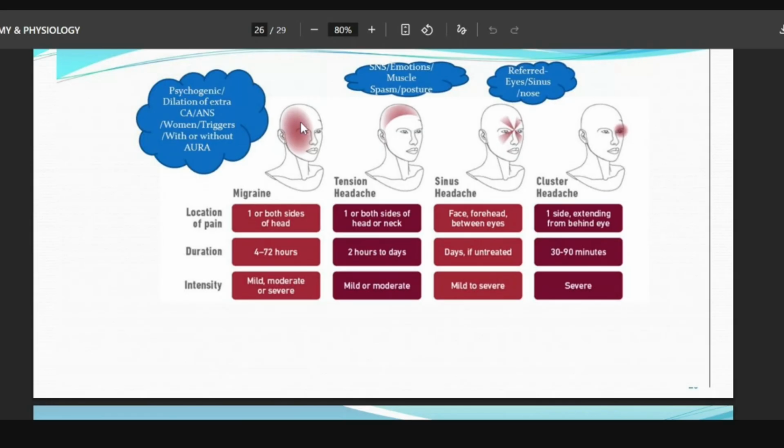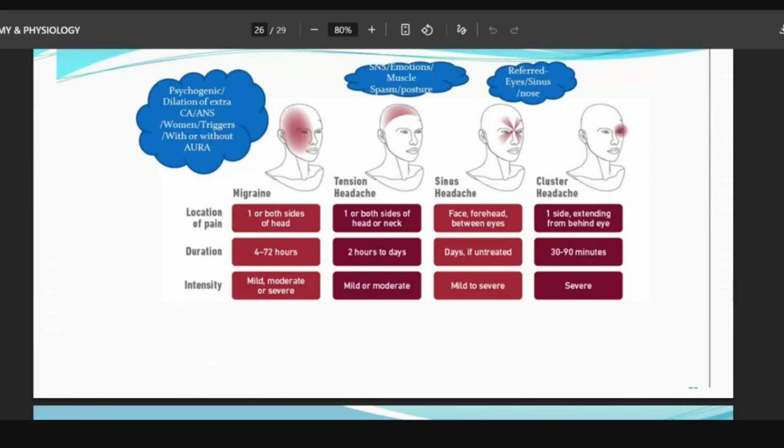And your ANS, can anyone tell me what is ANS? नर्वस सिस्टम में ANS क्या है? Autonomous nervous system. हाँ, और उसमें कौन से दो पार्ट्स होते हैं ANS में? Sympathetic and parasympathetic. हाँ, उसका डिसऑर्डर है ये.